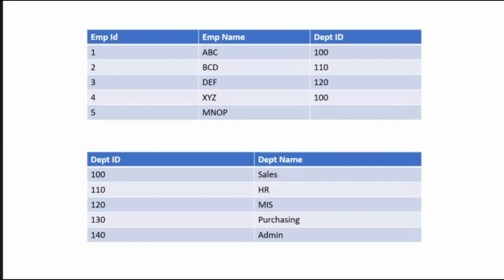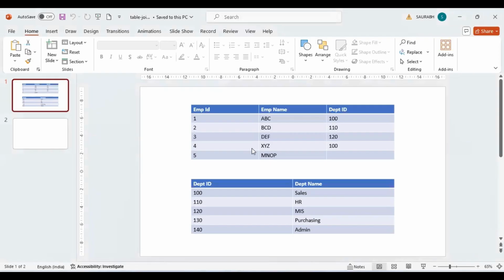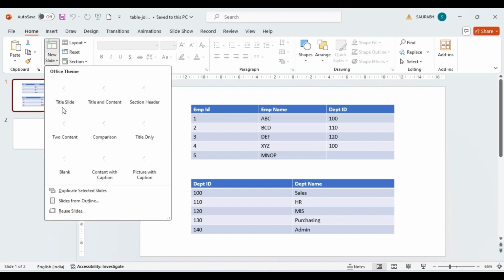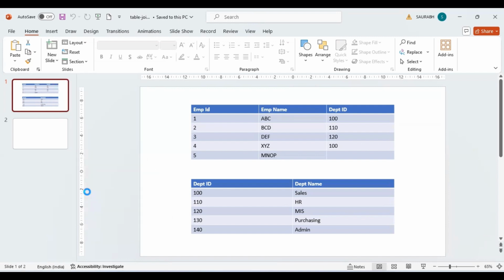So the primary key of the first table is the department ID. That's what you said, right? And then the foreign key will be in the other table, the second table. What will be the foreign key? Right now, there is no foreign key here because a foreign key will be the primary key of another table. So foreign key is not mandatory, but primary key is mandatory because that is the unique identifier.